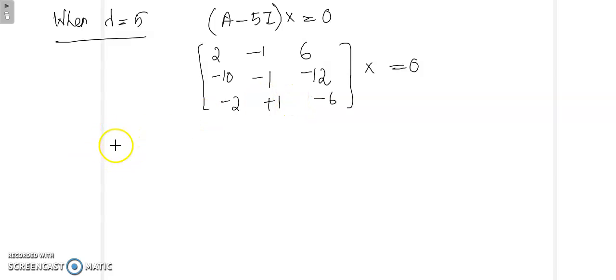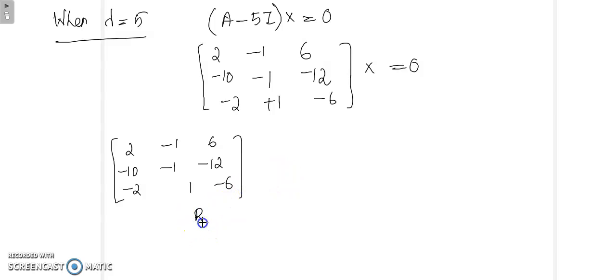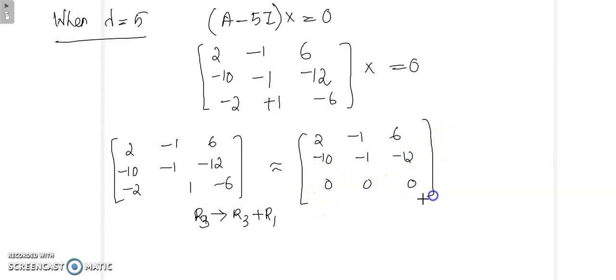Again let us reduce the rows. The matrix is 2, minus 1, 6, minus 10, minus 1, minus 12, and minus 2, 1, minus 6. So take R3 goes to R3 plus R1. So R3 is a multiple of R1. So you will get 2, minus 1, 6, minus 10, minus 1, minus 12, 0, 0, 0.